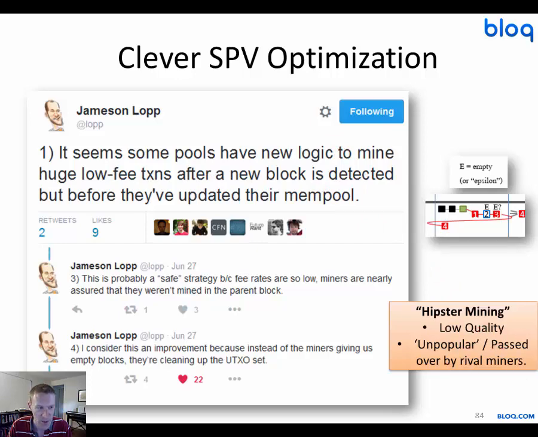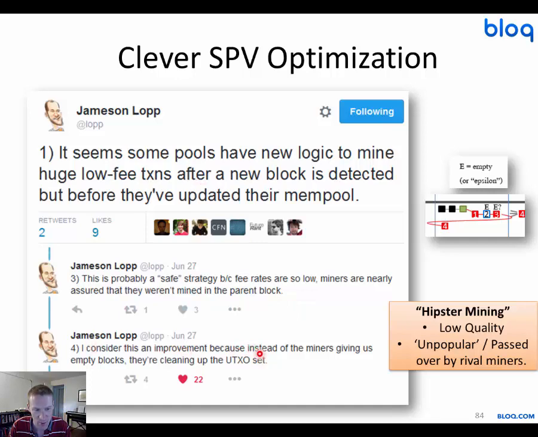And by low quality, I mean transactions that are very large and have low transaction fees. And by unpopular, I mean that you hope they weren't in the block that was just found. So you take a clever guess, and to quote Mr. Lopp here, this is probably a safe strategy because the fee rates are so low. Miners are nearly assured that these transactions were not mined in the parent block.